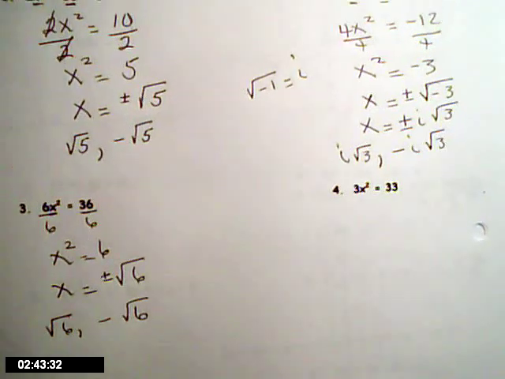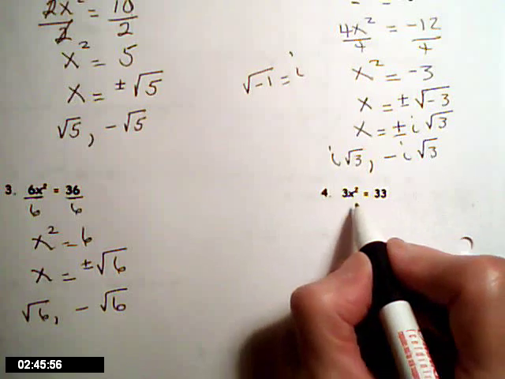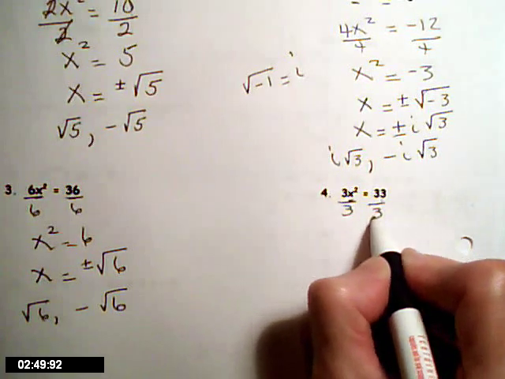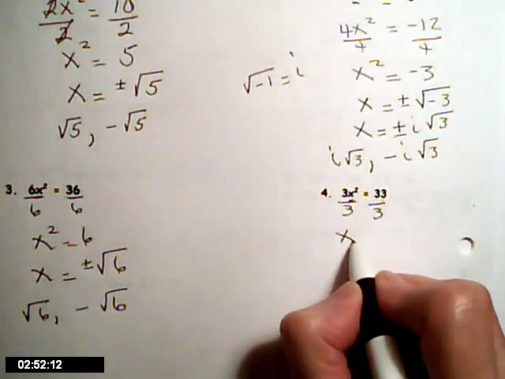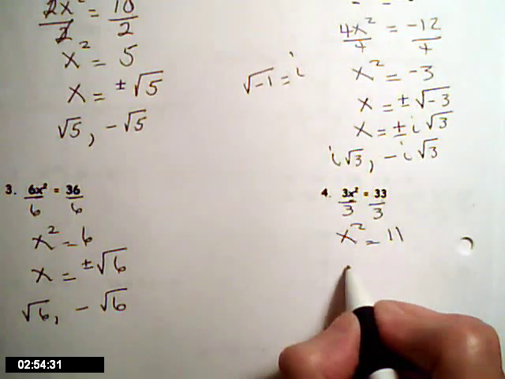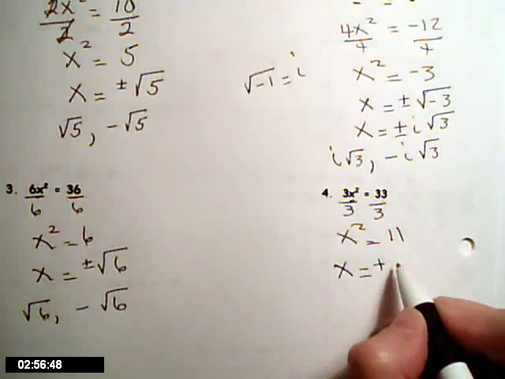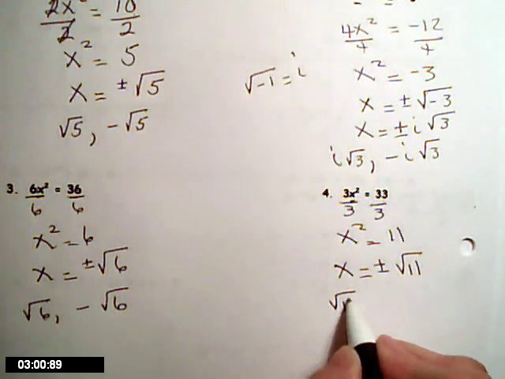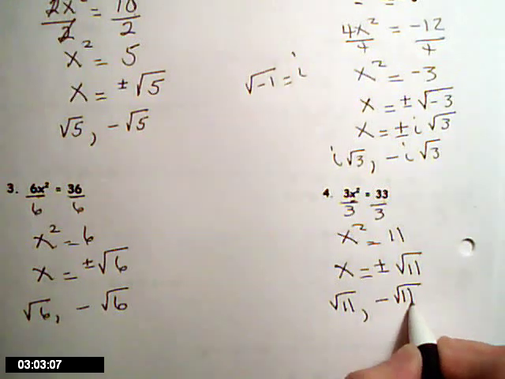Okay, I have one more on the handout sheet that you have. It's set up exactly right. Here's my square and my number. I'm going to divide by 3. That'll be x squared equals 11. Take the square root of both sides, and that will be x equals plus or minus square root of 11. Or the answer will be square root of 11 and negative square root of 11.